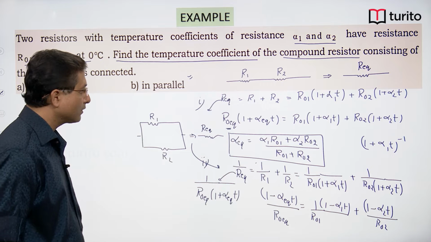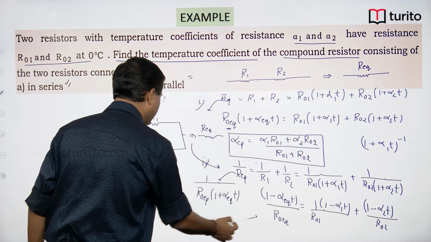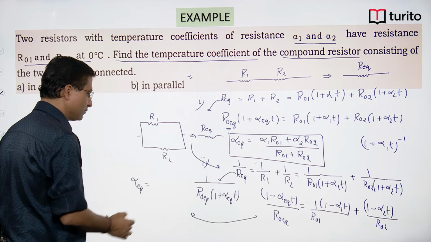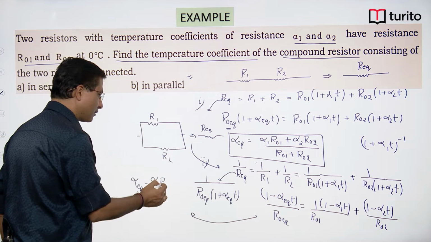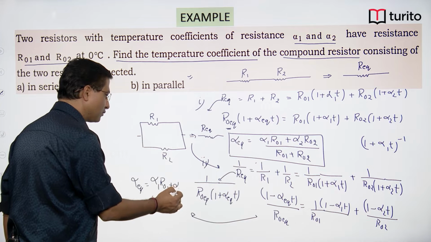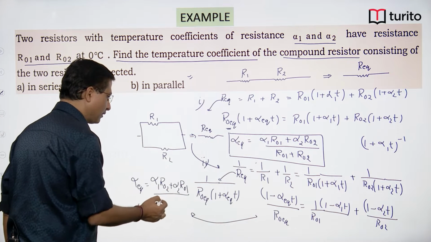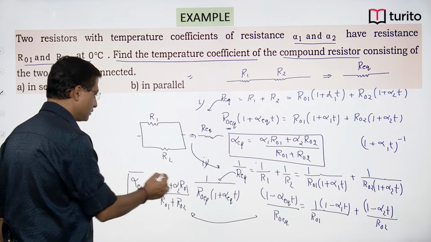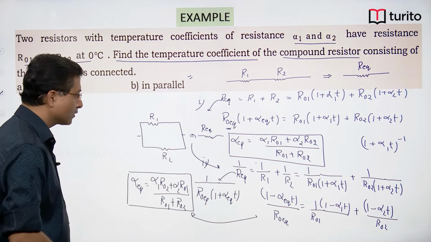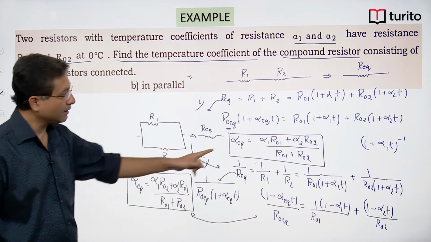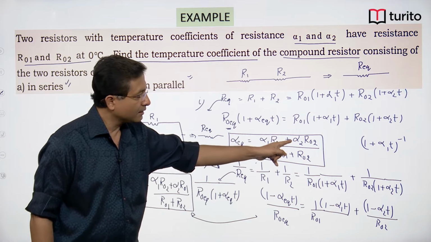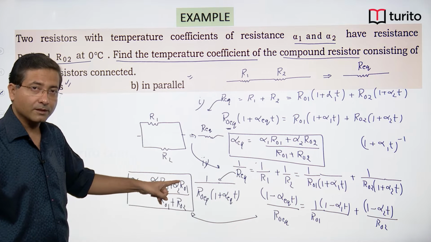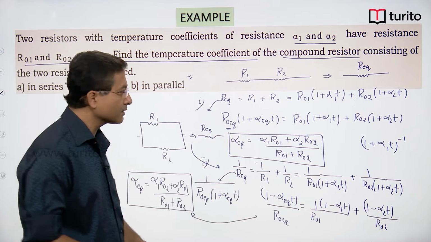So if I simplify, then from here I will get alpha equivalent is equal to alpha 1 R naught 2 plus alpha 2 R naught 1, divided by R naught 1 plus R naught 2. This is what you are going to get. So there is a small difference in this one. Here alpha 1 R1 is coming and then alpha 2 R2 is coming, while in this case alpha 1 R2 is coming and alpha 2 R1 is coming. So I hope this whole thing is clear.